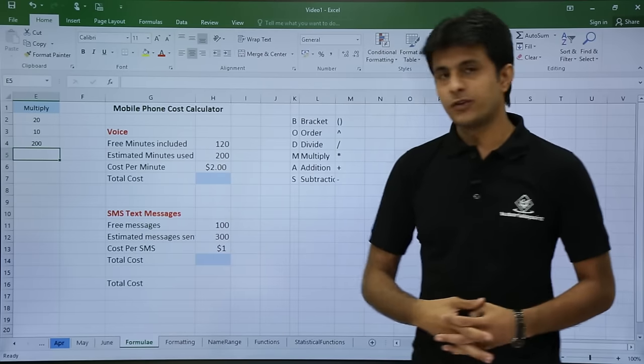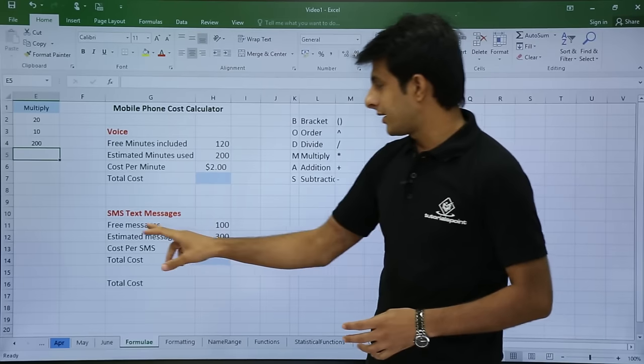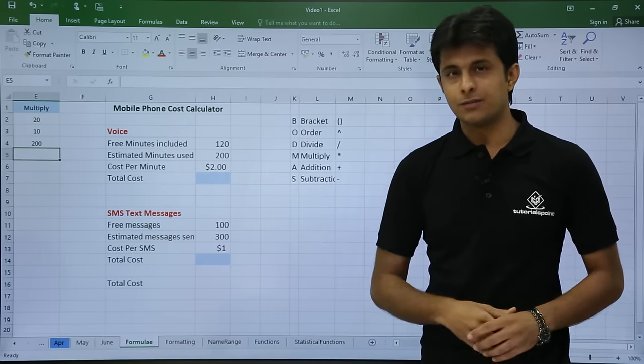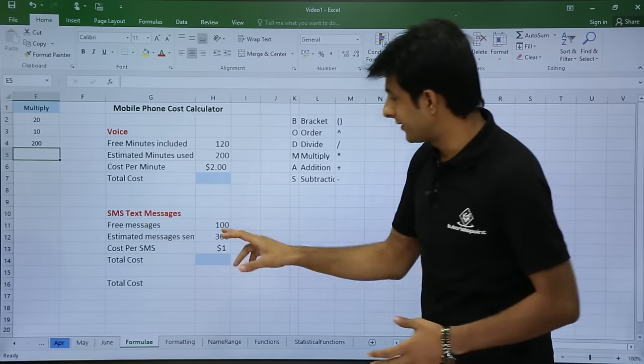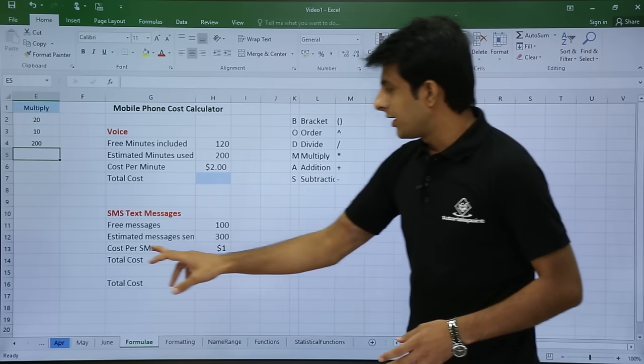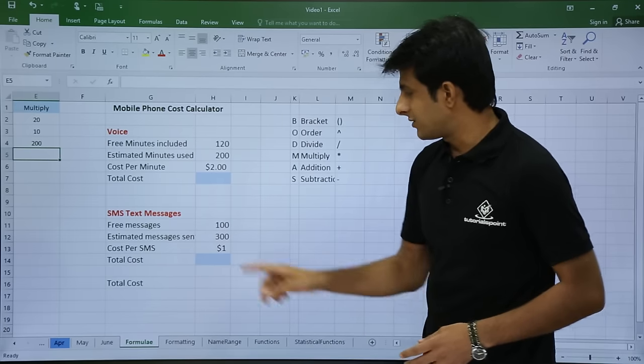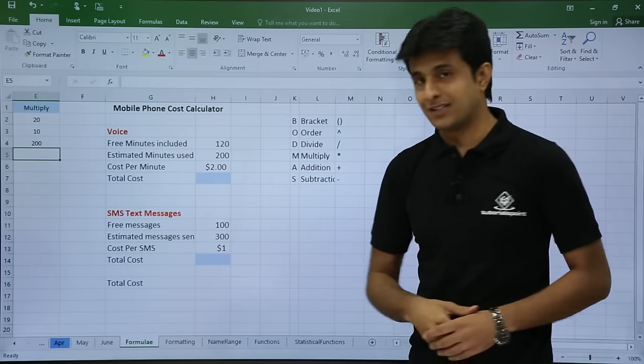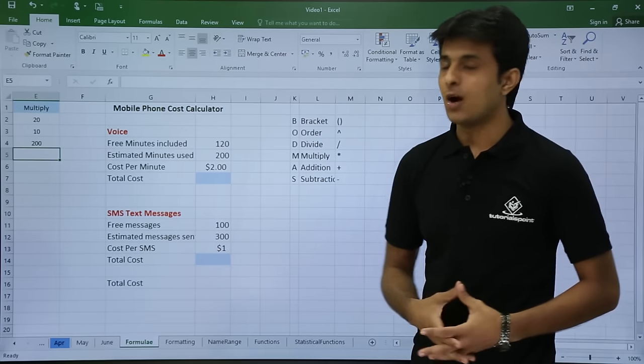Next scenario is for the SMS. I get 100 SMS free in a month, but I usually use a lot, that is 300 SMS in a month. If I use more than the free SMS, the charge per SMS is $1. So let's see how I calculate.